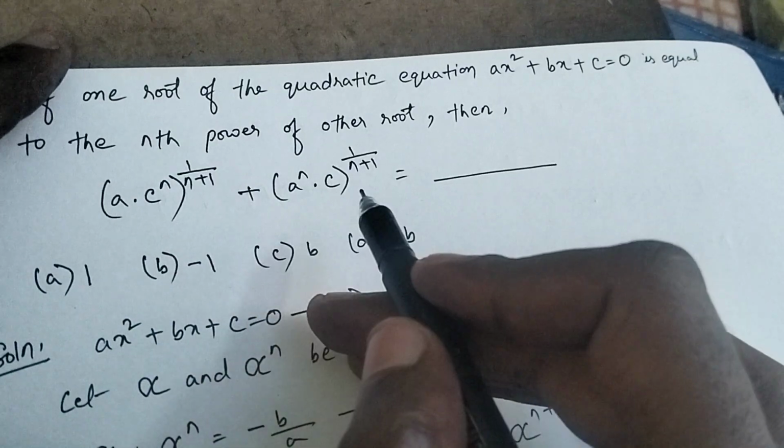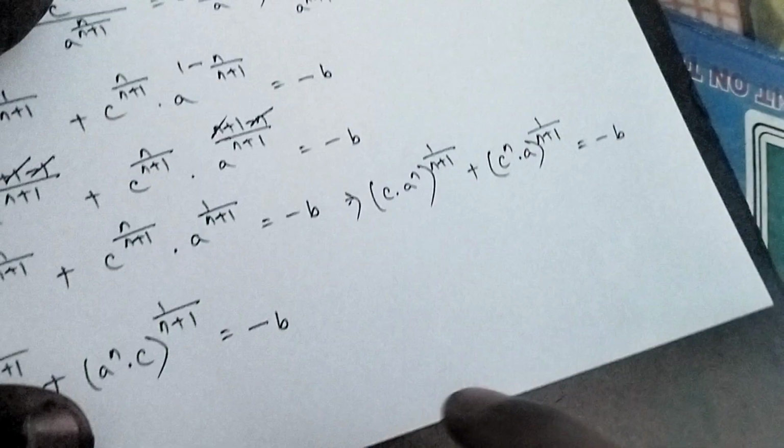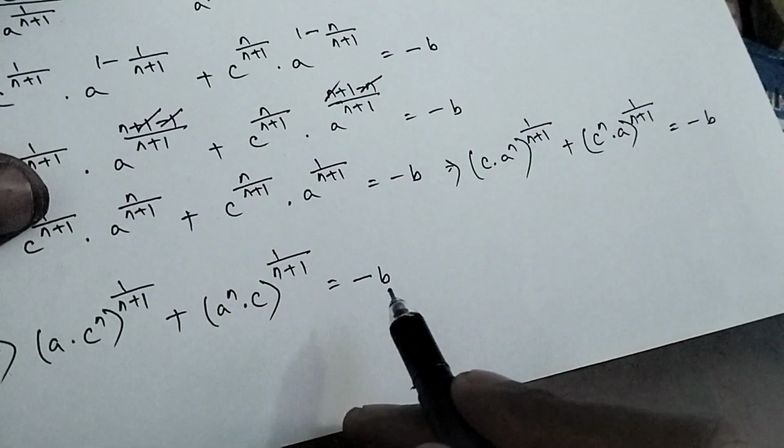We have been asked is equal to dash, so it is equal to minus b. So which option is correct?